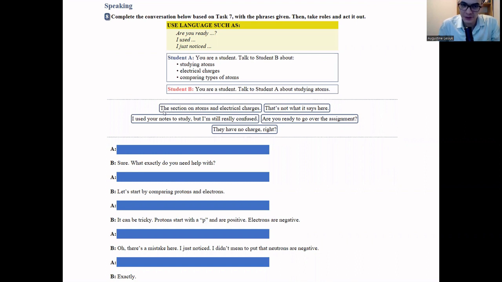The first one goes, the section on atoms and electrical charges. The second one is, that's not what it says here. Third one, I used your notes to study, but I'm still really confused. Fourth one, are you ready to go over the assignment? And the last one, they have no charge, right?